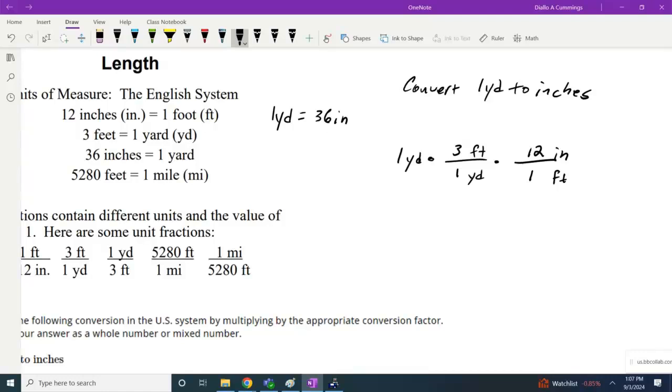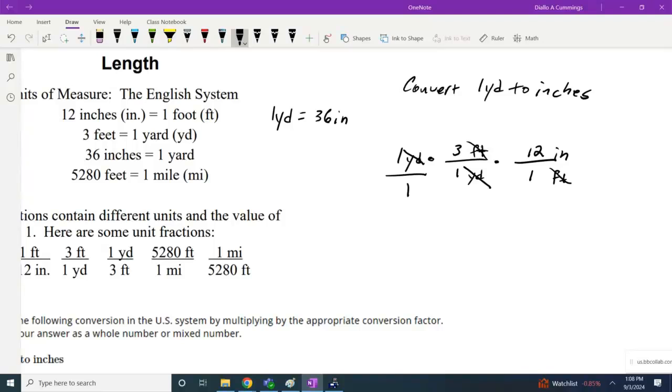So now when I multiply, keep in mind you can put anything over 1. So I can actually put 1 yard over 1. That's still the same as a yard. But when I multiply, I can cancel my measurements, right? I can cross cancel. So the yards are going to cancel. The feet are going to cancel. And I'm left with inches.